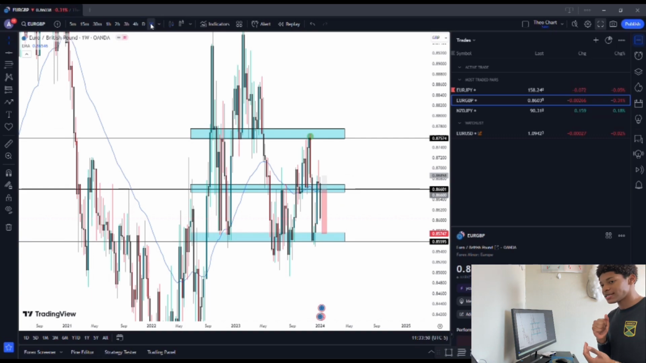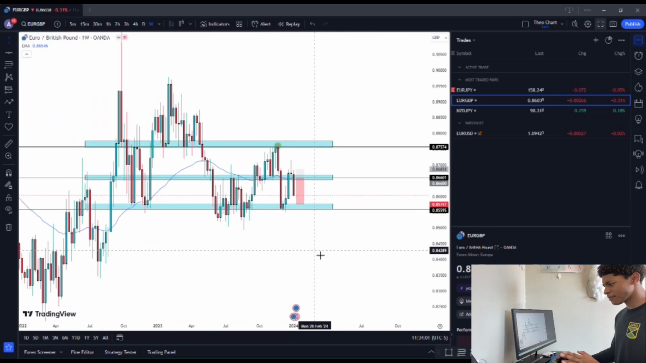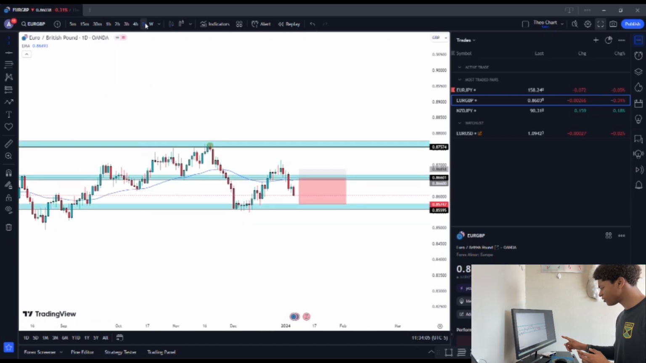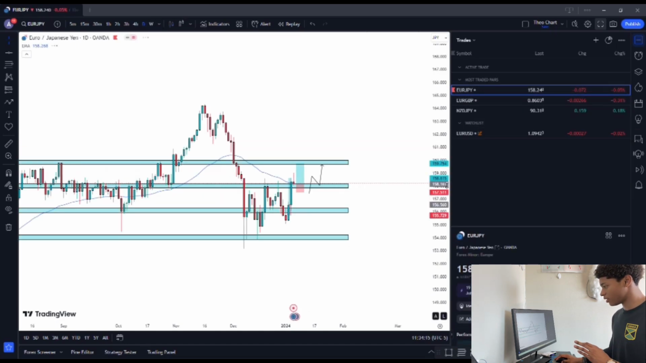There's a lot more in depth you can get with support and resistance. I'm gonna be more in depth with it, but this is just part one of what support and resistance is. By the time I post this video, this setup is gonna play out next week. It's currently January the 6th, 2024. This is a setup you can take for next week. It is a high probability setup as well, so you can look for that setup for next week.